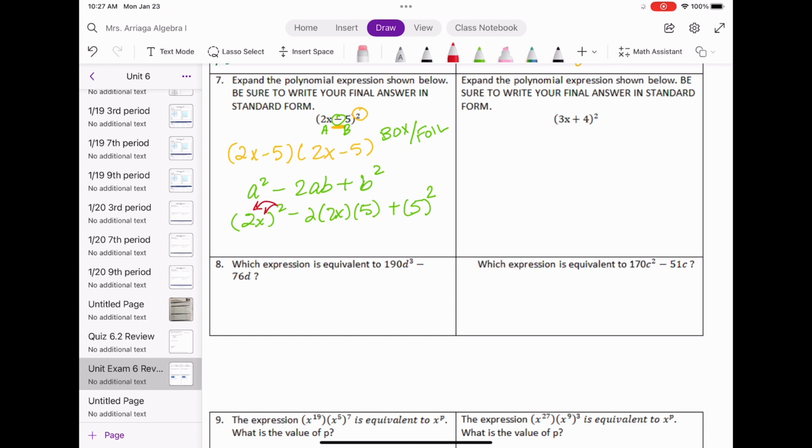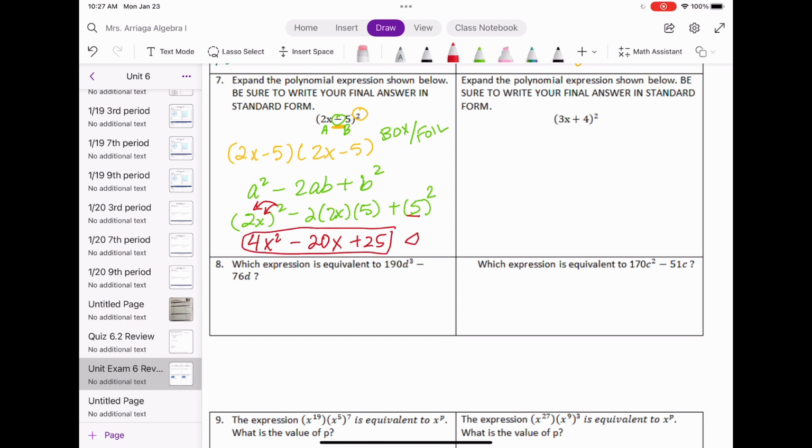So let's simplify that first a. That exponent distributes to both the 2 and the x. So we get 4x squared. Let's do the middle. So 2 times 2 is 4, times 5 is 20. And then we do the end term, so 5 squared is 25. And yay, we get the answer.